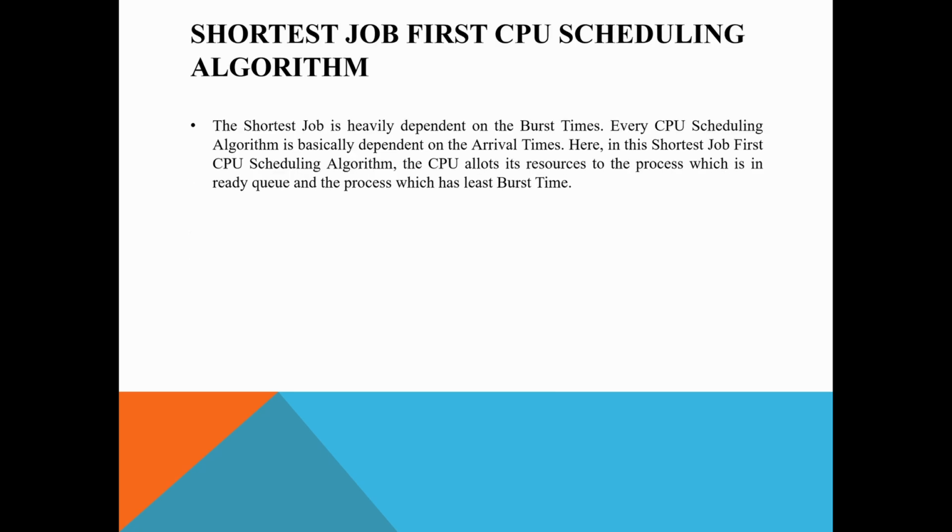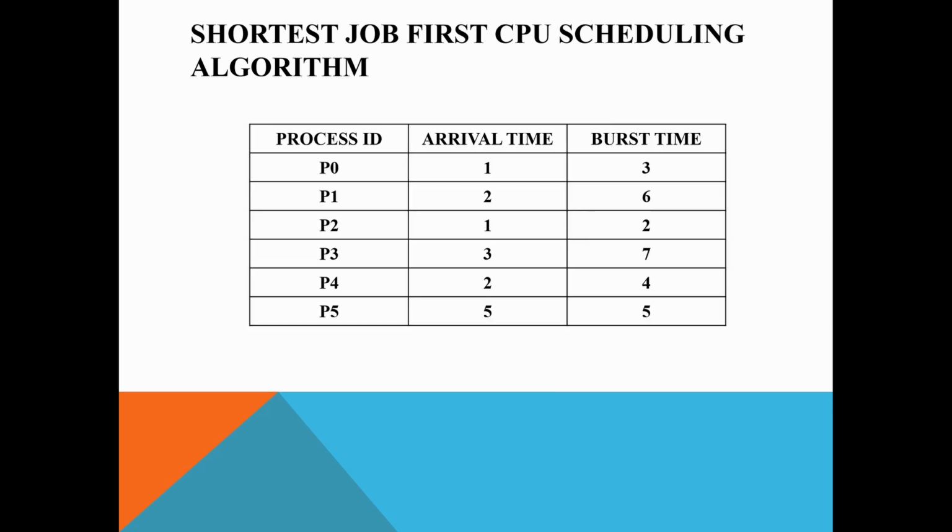Let's move on to the shortest job first CPU scheduling algorithm. The name itself tells us that the process with the shortest burst time will execute first. That is called the shortest job first CPU scheduling algorithm. Let's see the example. This is the table for shortest job first CPU scheduling. Here also we have taken six processes, and their arrival times and burst times are given.